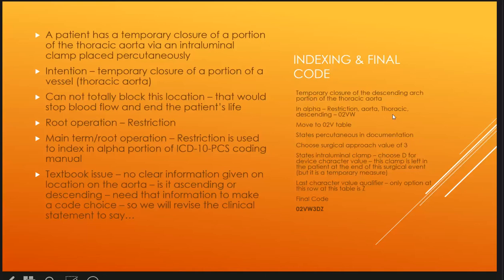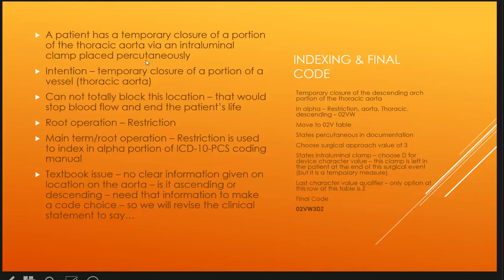So I would suggest you go back and make a notation in your coding textbook and put the word descending, so it should read, a patient has a temporary closure of a portion of the descending thoracic aorta. Because you need to know exactly where on the thoracic aorta this particular restriction was done. You can't make a code selection without that information. So if we add that word descending, we would choose that in our alpha index, and we end up being given 02VW, and we move to the 02V table.